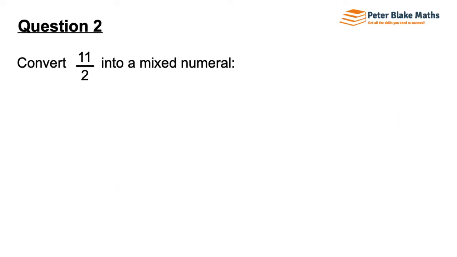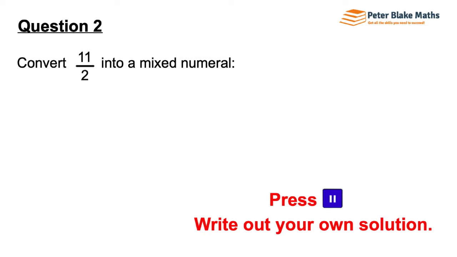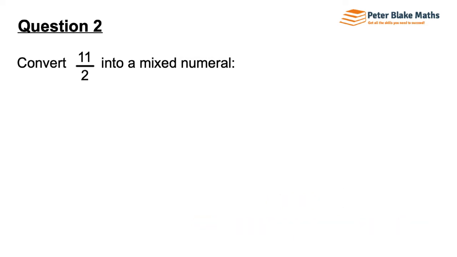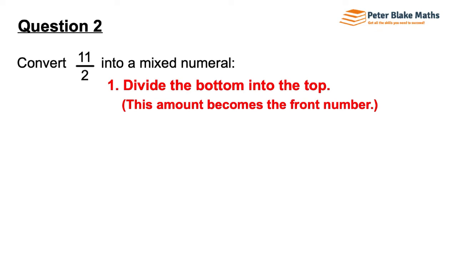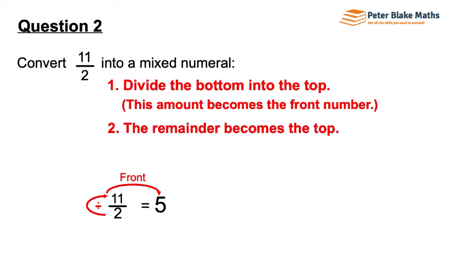Question 2. Convert 11/2 into a mixed numeral. We divide the bottom into the top, and this amount becomes the front number of our mixed numeral. So 2 divided into 11, 2 goes into 11 5 times, but it has a remainder. The remainder becomes the top number of our fraction in our mixed numeral. So 2 goes into 11 5 times with 1 remainder.